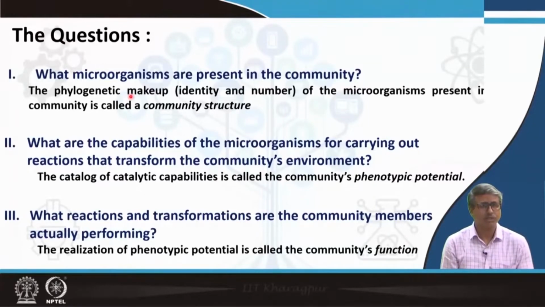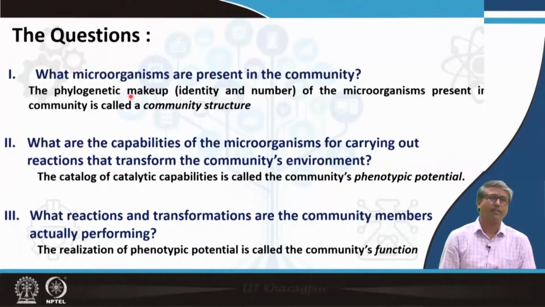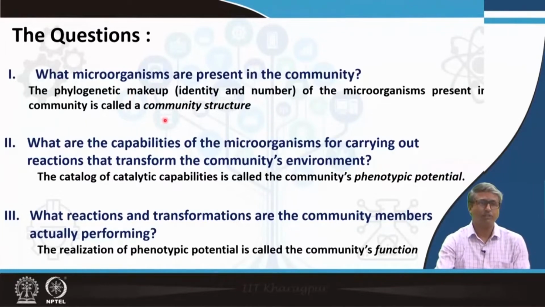Basically, this first question, which tries to find out what microorganisms are present, is again expanded in terms of two points: the identity of the organisms, who the organisms present there are, and their relative abundance, that is, how many of a particular species are present there. That is referred to as community structure. With respect to any microbial community, be it wastewater, river water, soil, groundwater, forest system, human gut, any kind of environment wherever we are studying it, the microbial community structure refers to the phylogenetic makeup of the community, that is, the identity and the number of species, the number of organisms present there.